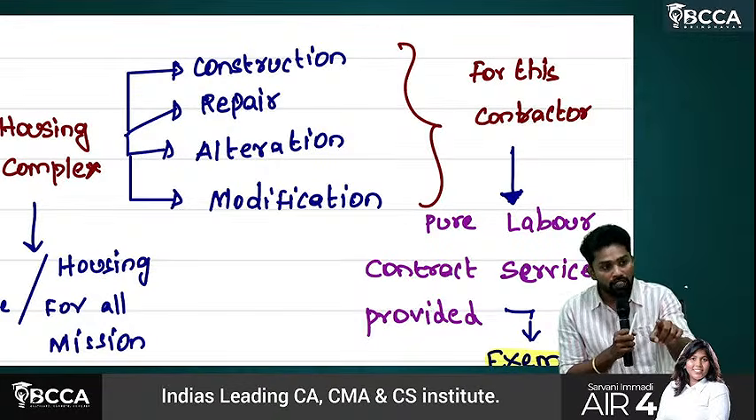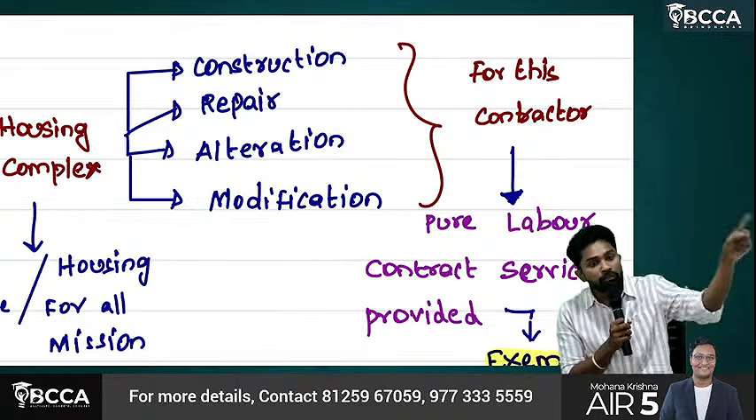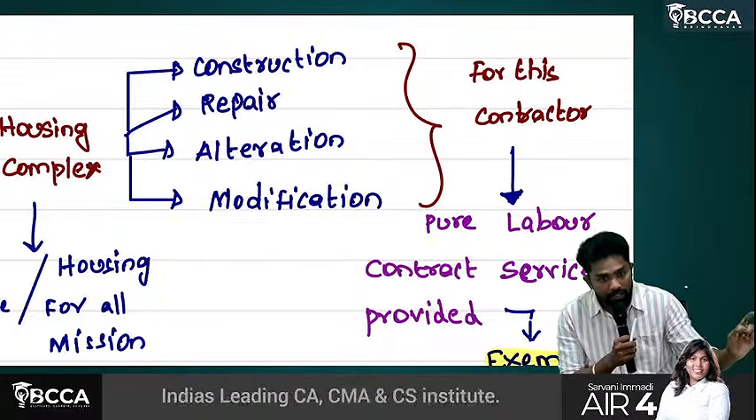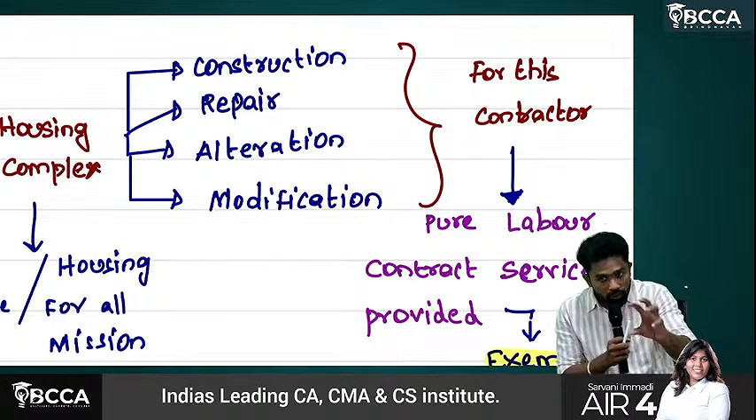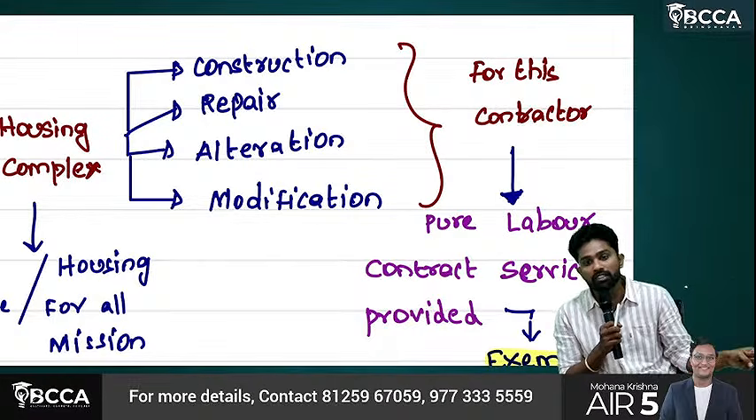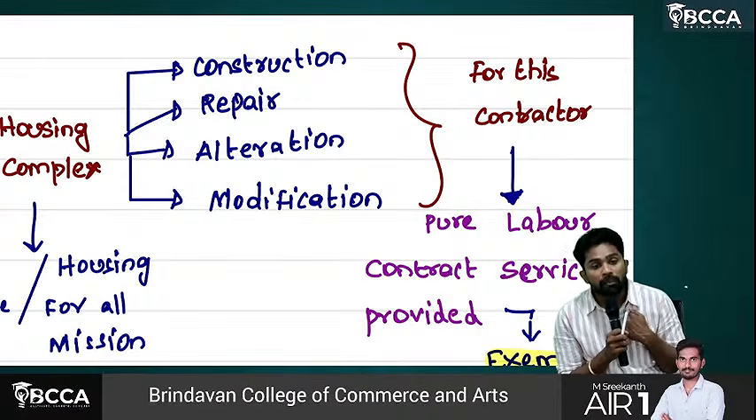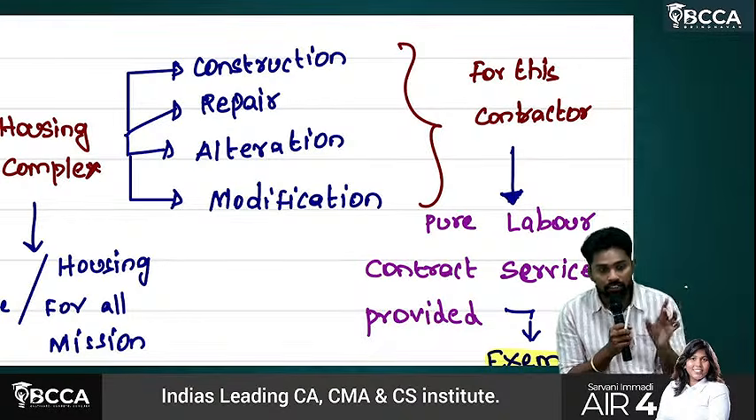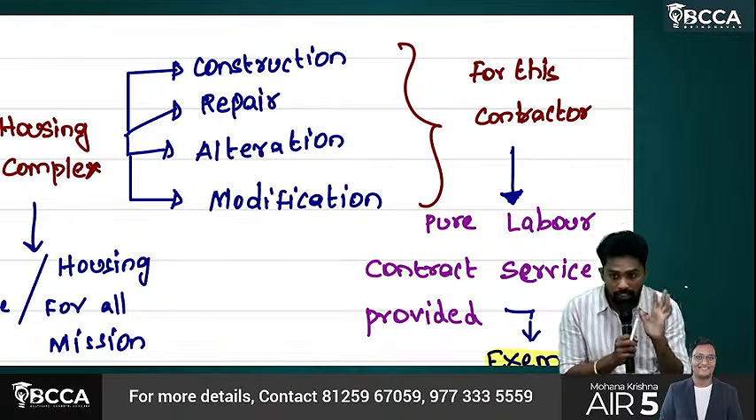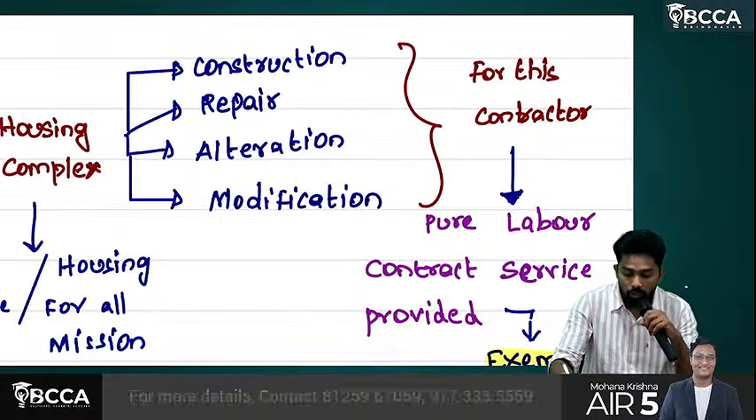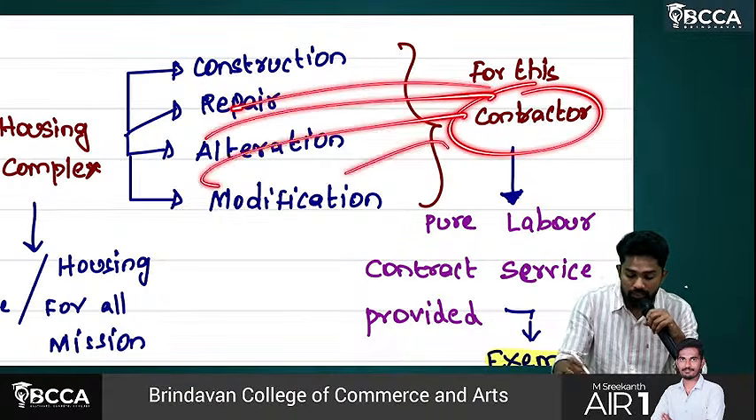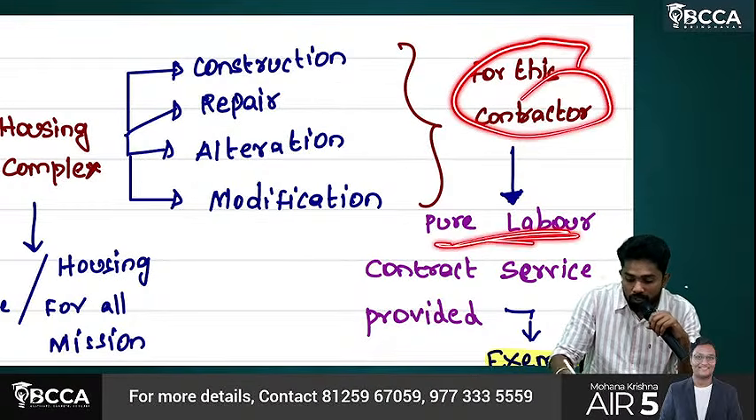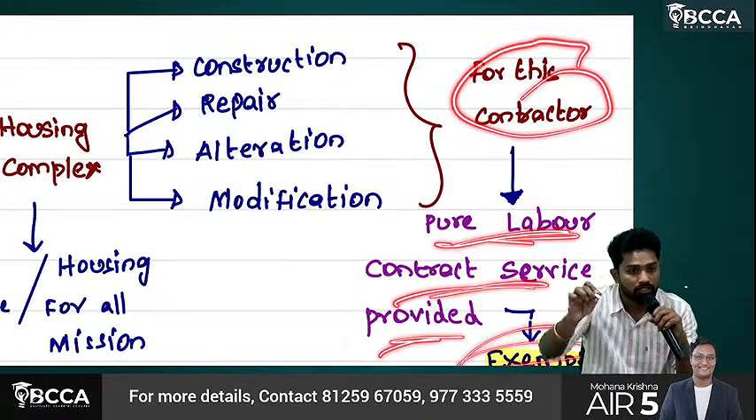So you are a contractor, you construct buildings under the PMAY scheme or you repair under the PMAY scheme. Your service is not exempted. But to a contractor who constructs under the Pradhan Mantri Awas Yojana scheme, I am supplying pure labor supply. That labor supply service is exempted, not the construction service. Are you able to understand, sir? So the contractor does the construction service, which is not exempted. But for this contractor, pure labor contract service is provided, which is exempted.